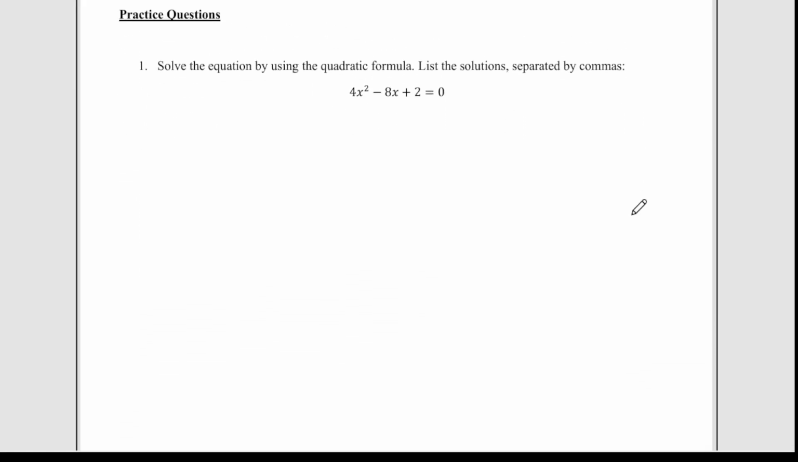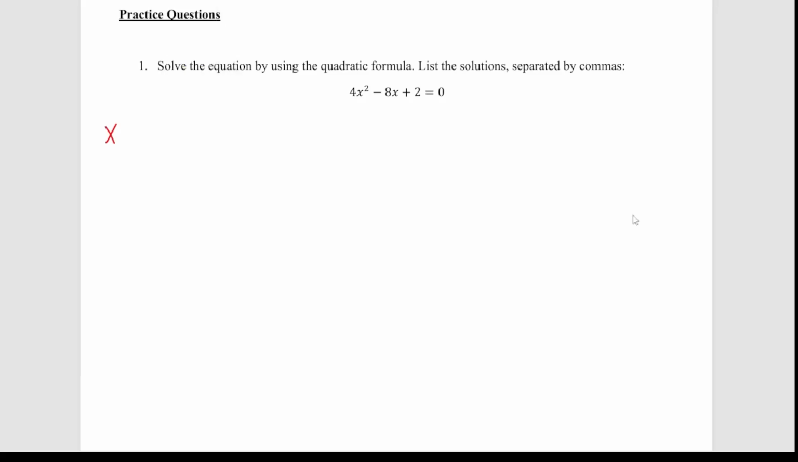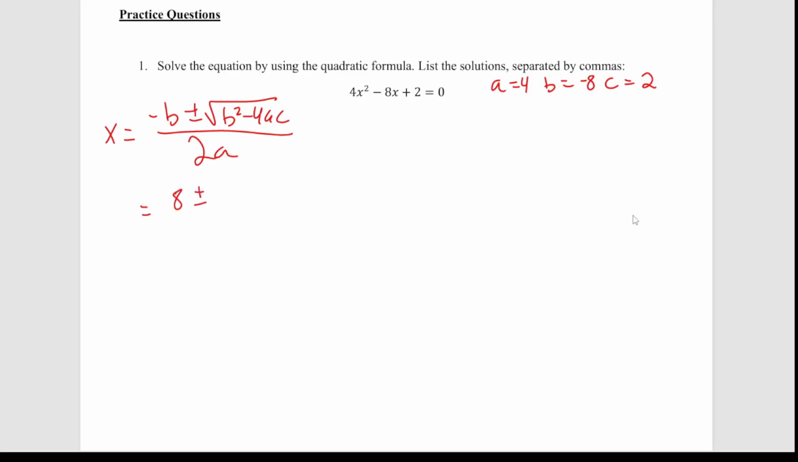So let's go ahead and continue to practice the quadratic formula here. So first thing you're going to do is write down that x is the opposite of b plus or minus the square root of b squared minus 4ac all over 2a. And then note exactly what a, b, and c are. In this case, a is 4, b is -8, c is 2. And then you're going to start to plug in. So x is the opposite of b, 8, plus or minus the square root of b squared minus 4ac all over 2a.